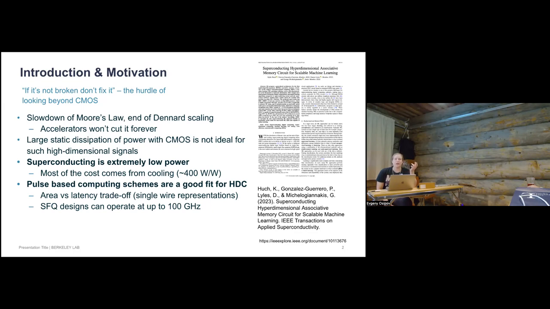So particularly for HDC designs with these really huge vectors, you pay a really high price for the large static power dissipation of CMOS. Because a lot of times these computations are quite sparse, but you waste so much power with idling units. So superconducting computing is really attractive for that because there's no resistance, so you don't have that static power dissipation. You do pay a cost for cooling because these things run at 4 Kelvin, to the tune of 400x. But even with that, you're generally beating CMOS by around two orders of magnitude. So that's still pretty big.